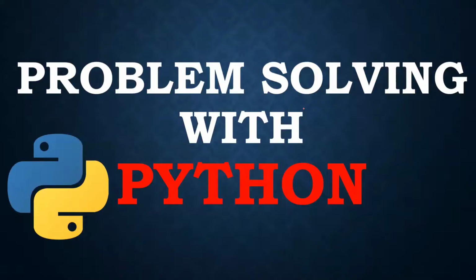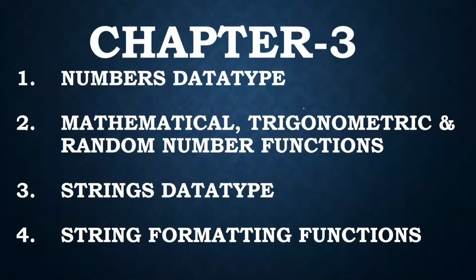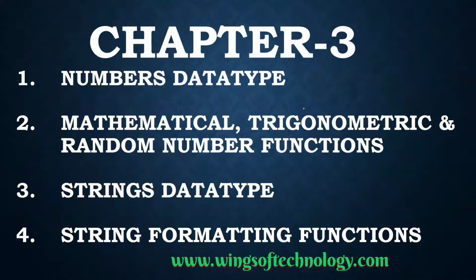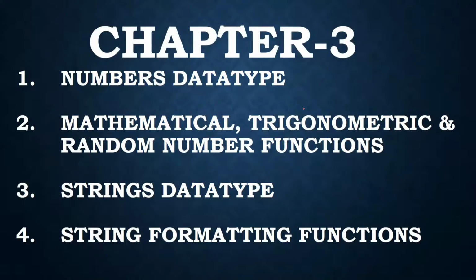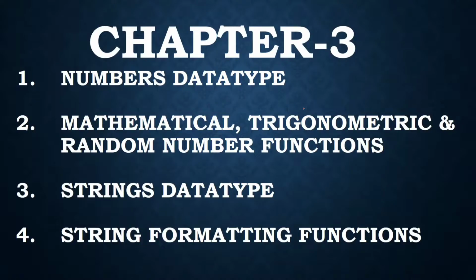Welcome to chapter 3. In this chapter, we are going to discuss different data types of Python. Mostly we are going to cover numbers and string data types only in this chapter, and we have other important data types in Python. Those we are going to cover in the next chapter. They are list, tuple, dictionary, and sets. So we will cover all those four data types in the next chapter.